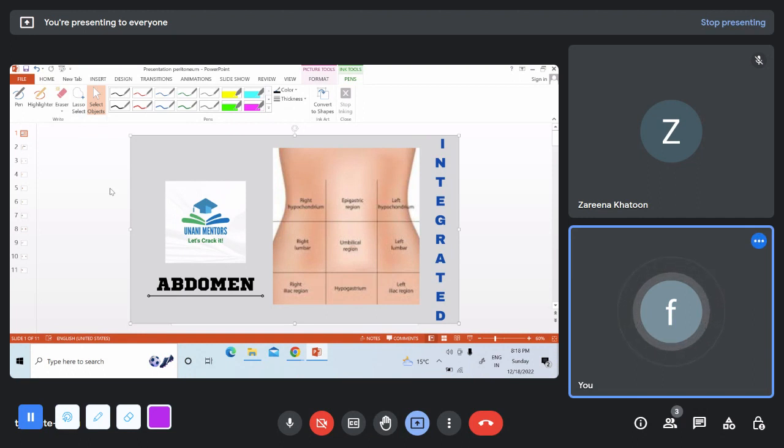So, we have completed the demo classes of Unani mentors. This is our first class, all right? In this lecture, we'll be studying about the basics of the abdomen. Okay, so Bismillahirrahmanirrahim. Moving on to the first slide.